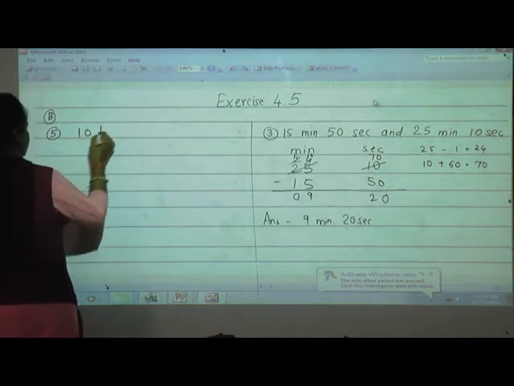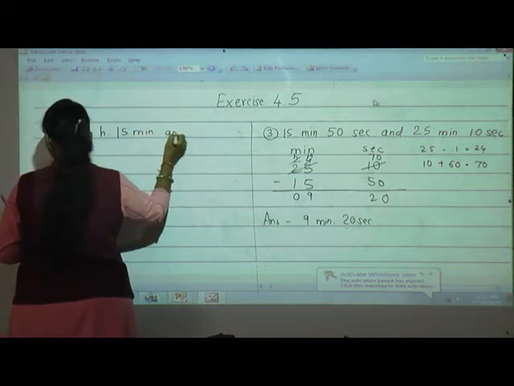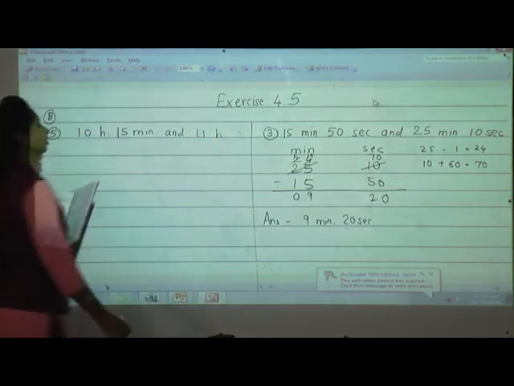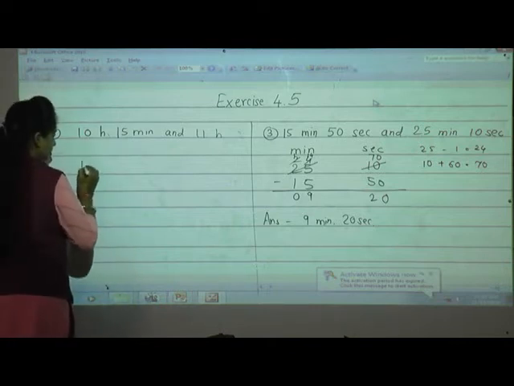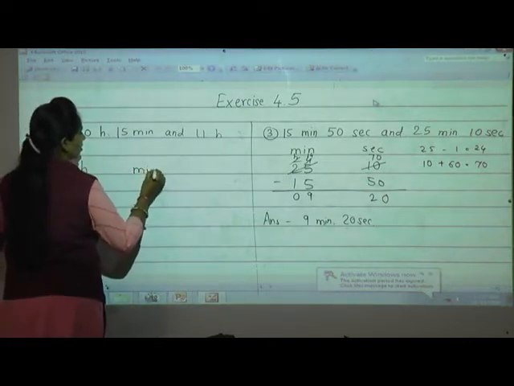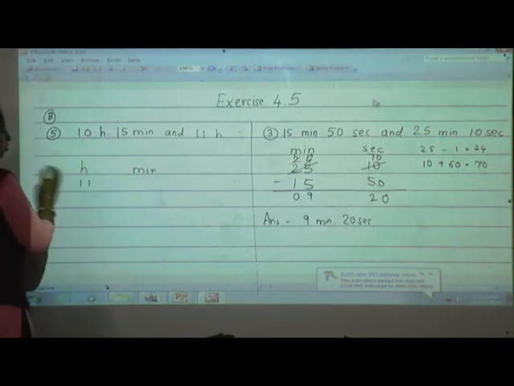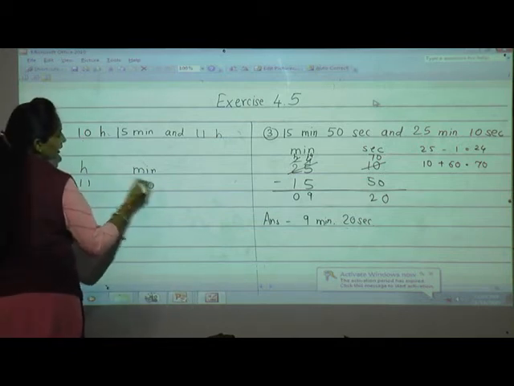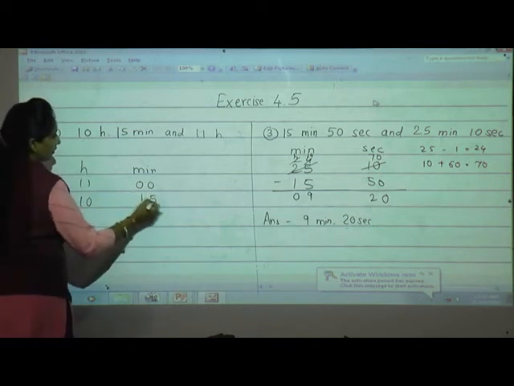10 hours 15 minutes and 11 hours. See, hours and minutes, which is greater, 10 or 11? Of course 11. So I'll write 11 first. Nothing is given means what will be there? 0, 0. And the next is 10 hours 15 minutes.